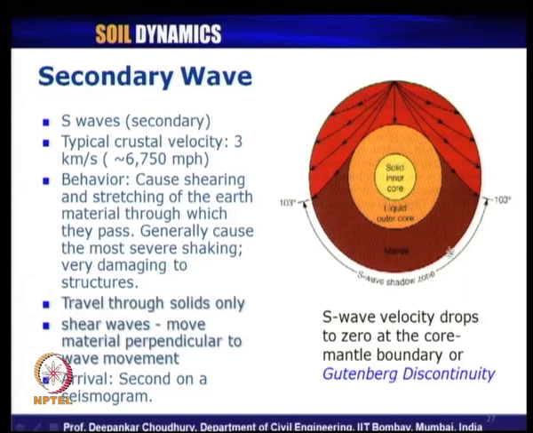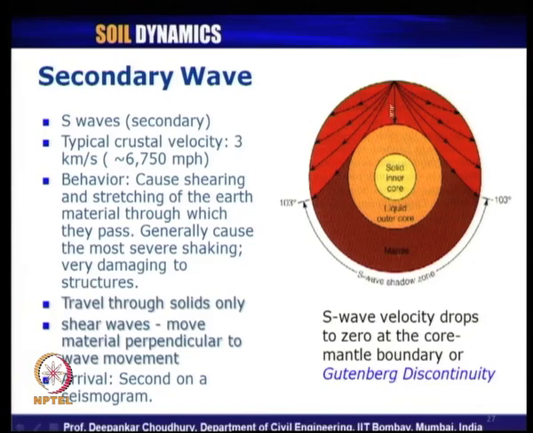But look at this zone, from 103 degrees on one side to 103 degrees on the other side. In this zone no shear wave arrives from the earthquake generated at this point. So, it is called the S wave shadow zone. Shadow zone means no waves reach those places. So, if we have seismograms located in this part of the earth, they cannot record any S wave generated by the earthquake at this location.